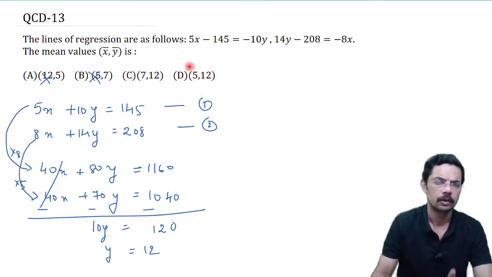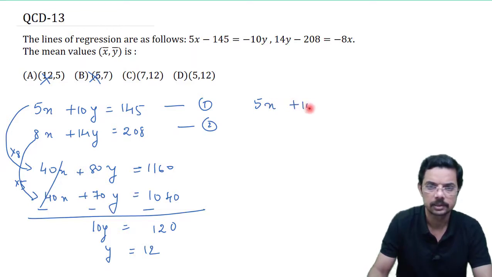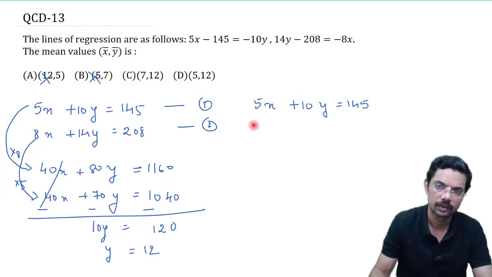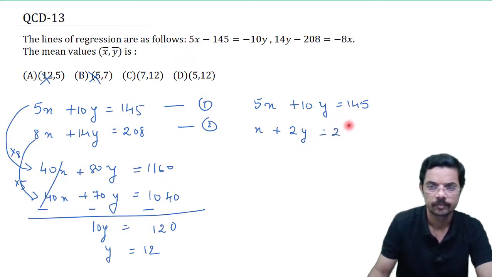Okay, now we can take any one of the equations and put the value into it as x and calculate. Okay, y is equal to 12. So take the first equation. In the first equation, we have 5x plus 10y equal to 145. Actually, we can divide this by 5 to make it simpler. So we have x plus 5 2s are 10, y equal to 145 divided by 5 is 29.